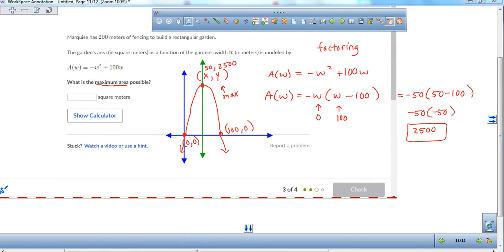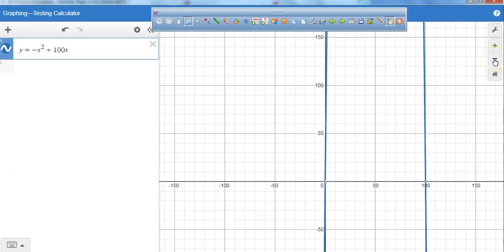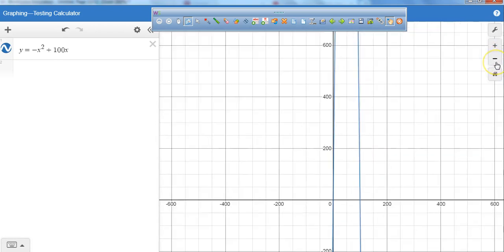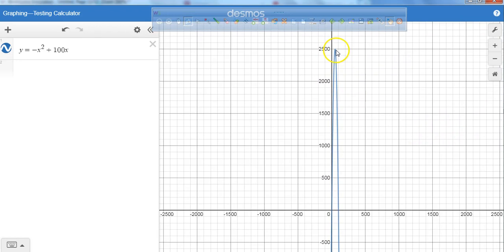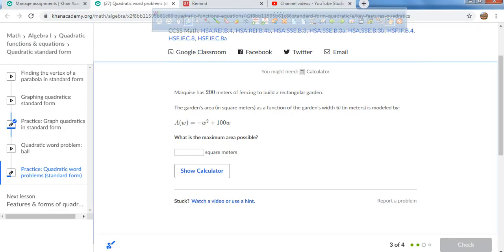Yep, there we go. Go to Desmos. You're going to have to zoom out quite a bit. I'm just letting you know, you have to zoom way far out, because if you're going to get all the way up to 2500, it's a long ways. So there we go. There's your vertex, 50, 2500. And so on this one, it takes basically 50 meters of width to produce the maximum area of 2500. So what's the maximum area possible? 2500. If it said what was the width required to build the maximum area, then the answer would be 50.